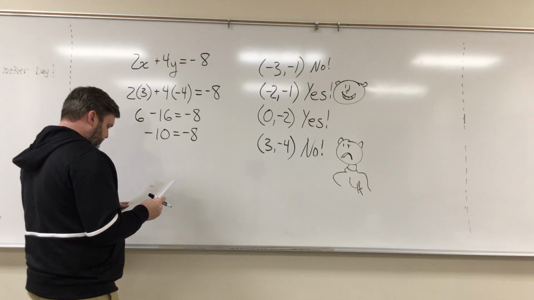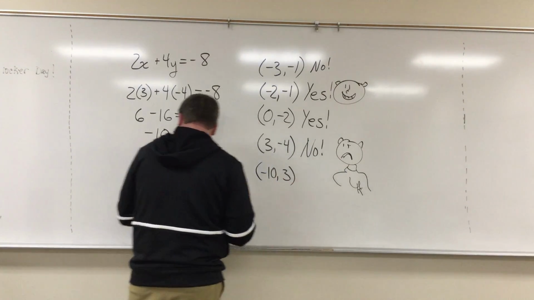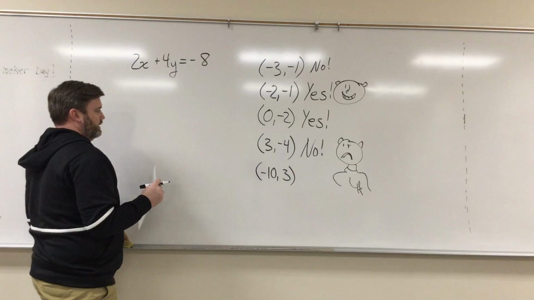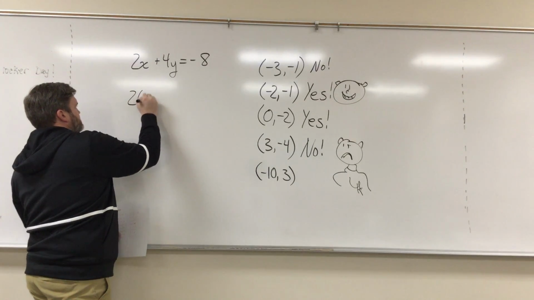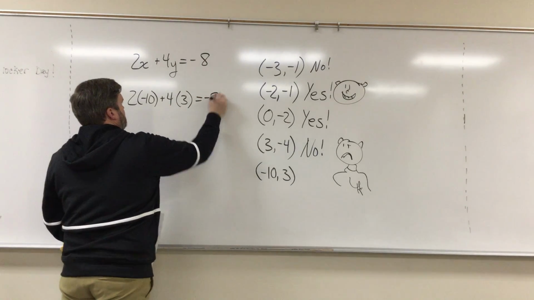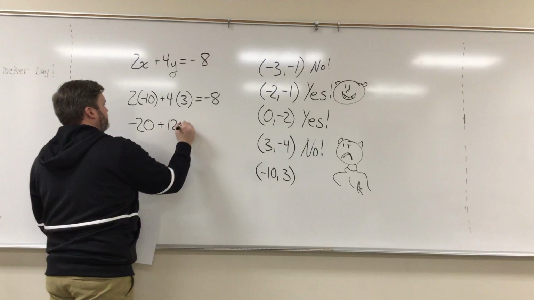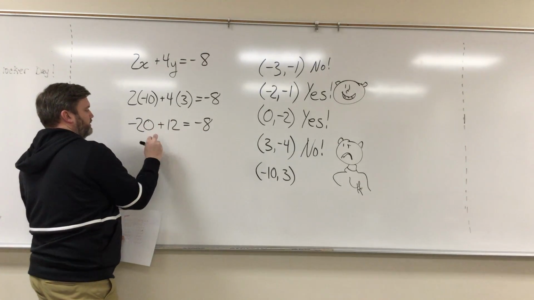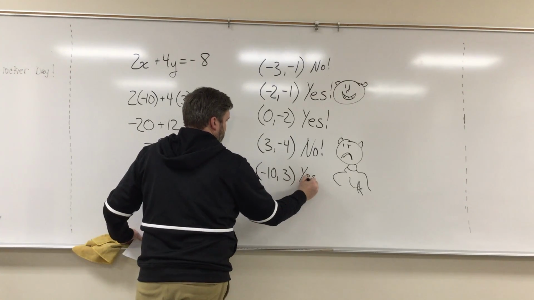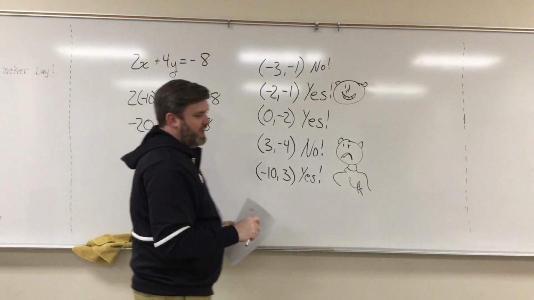And we'll do one more. Negative 10, 3. So x is -10. Y is +3. 2 times -10 is -20. 4 times 3 is 12. Different signs, keep bigger and subtract. I get -8 equals -8. So yes, this one is on the line. Okay, so it is that easy to do.